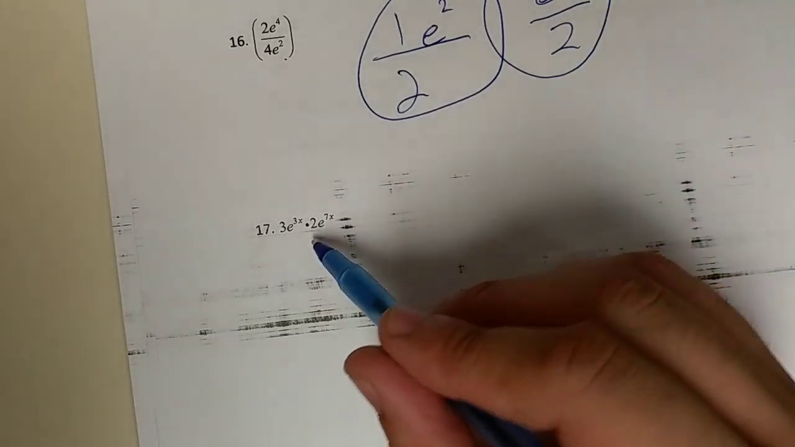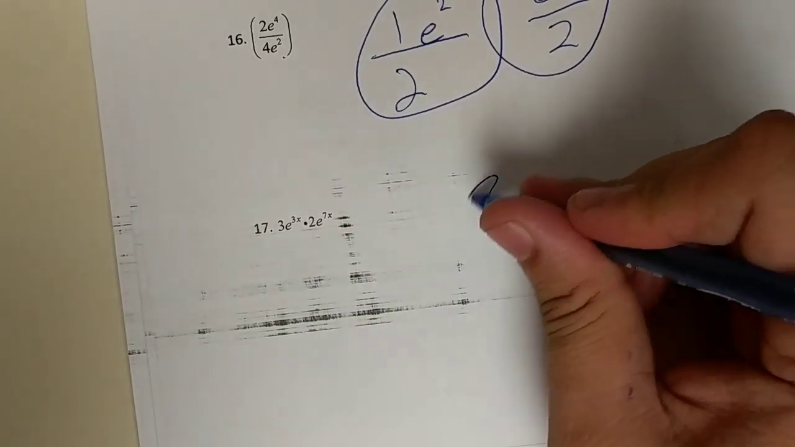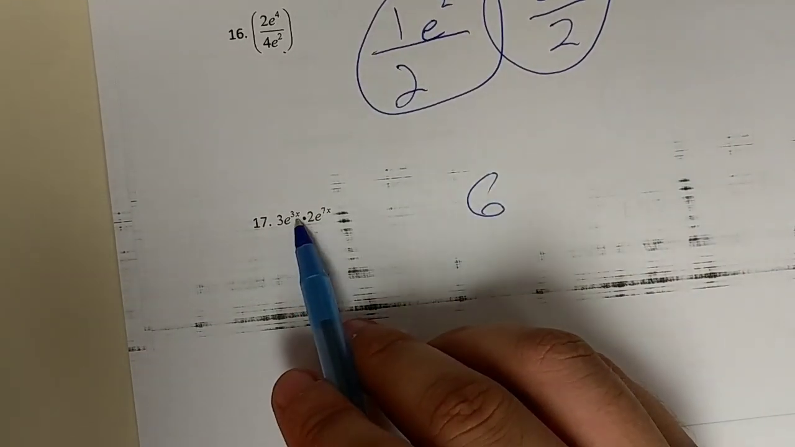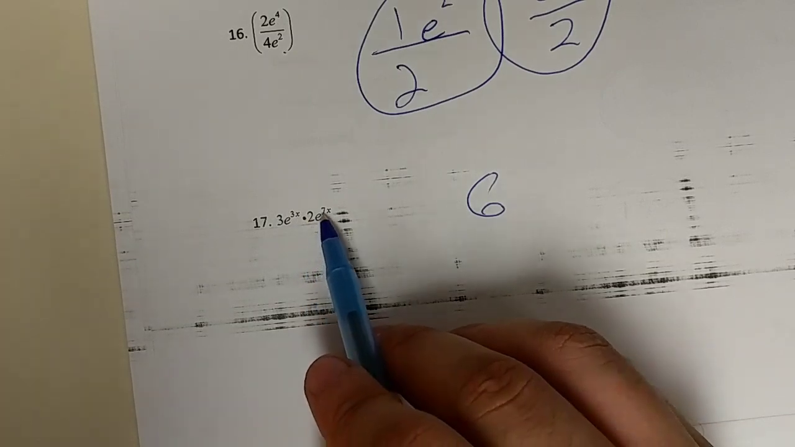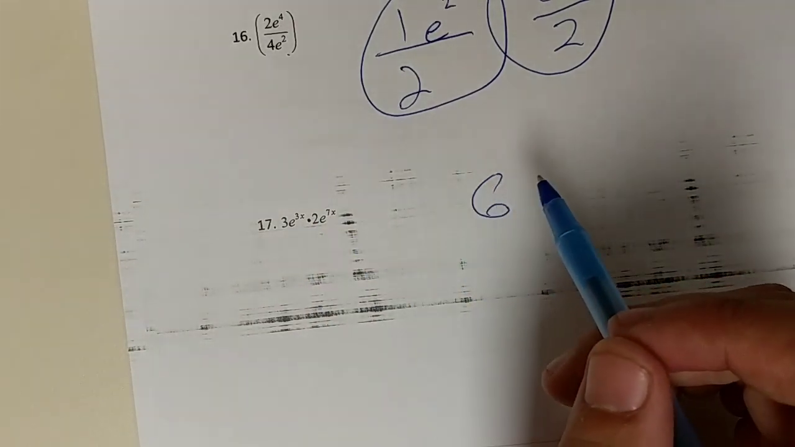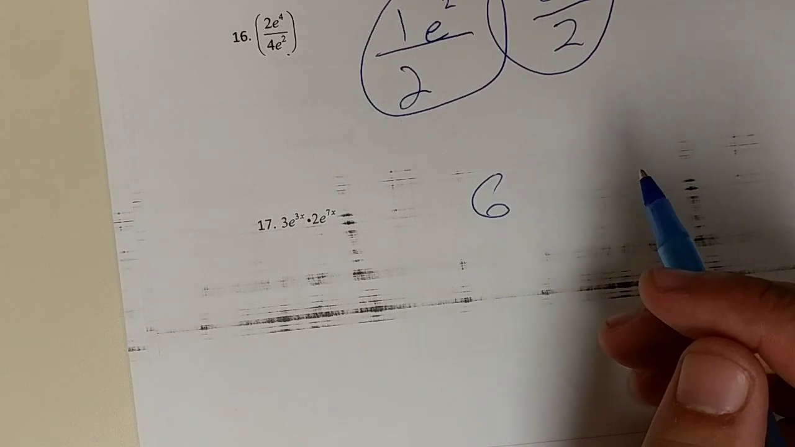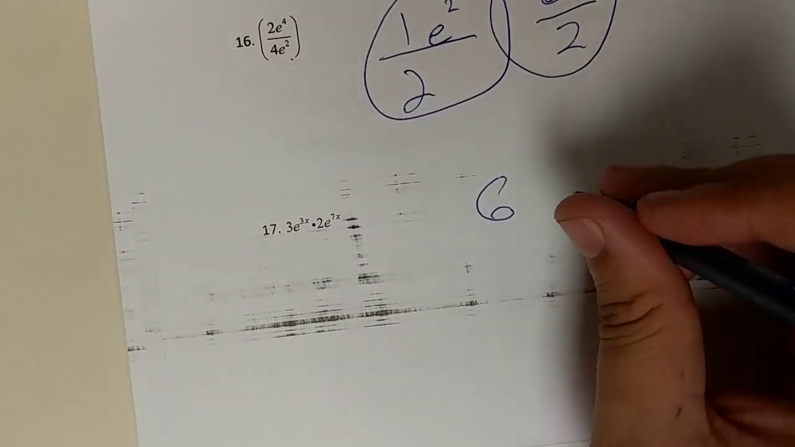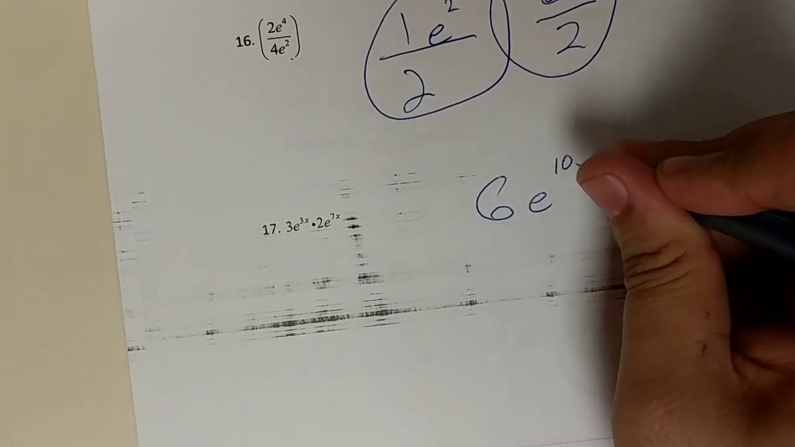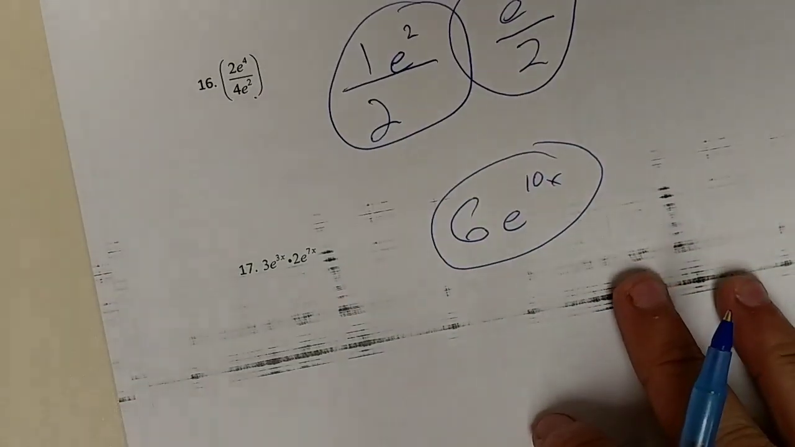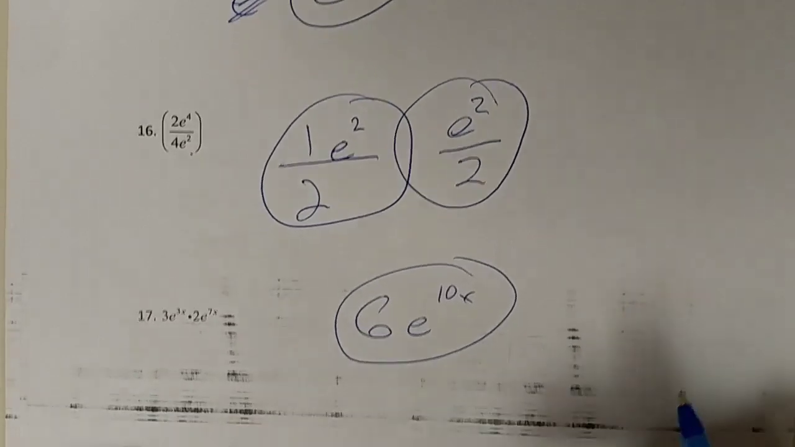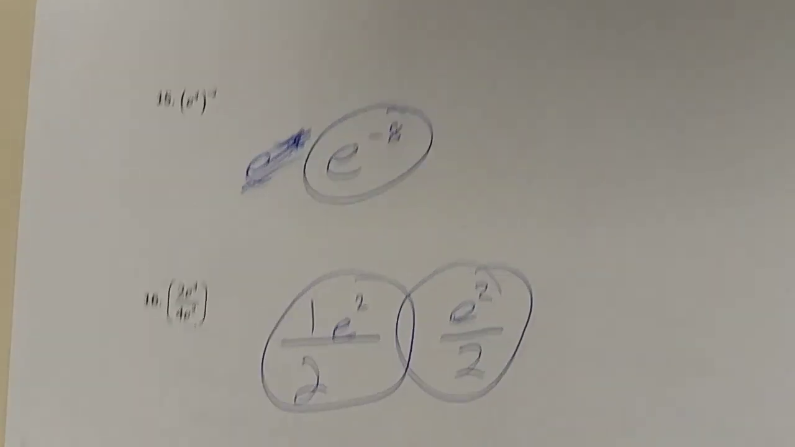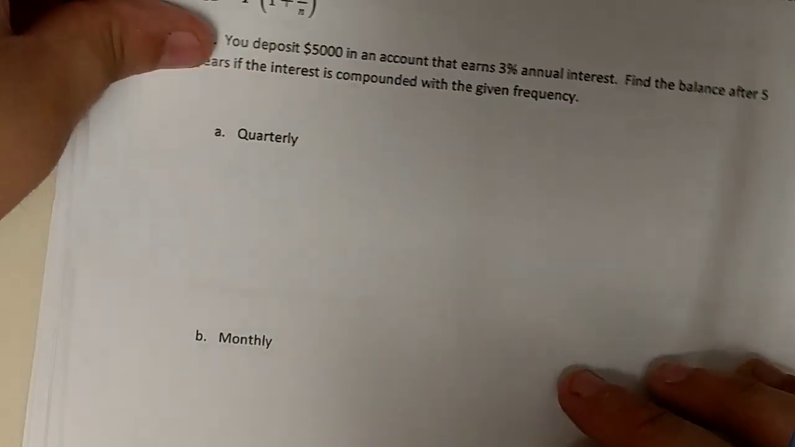Next one. Multiply normally. 3 times 2 is 6. Then you have e to the 3x times e to the 7x. So for 3x times 7x, you add the exponents. So 3 plus 7 is 10. So e to the 10x. So that's how your answer is going to look. Do not do 21x. That's definitely going to be one of your fake answers on your multiple choice.